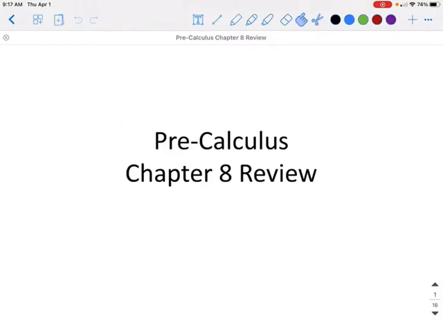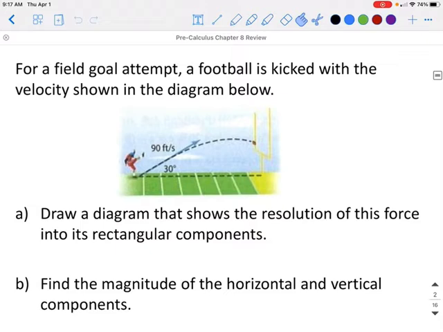This is the Pre-Calculus Chapter 8 test review. For a field goal attempt, a football is kicked with a velocity shown in the diagram. Draw a diagram that shows the resolution of this force into its rectangular components.